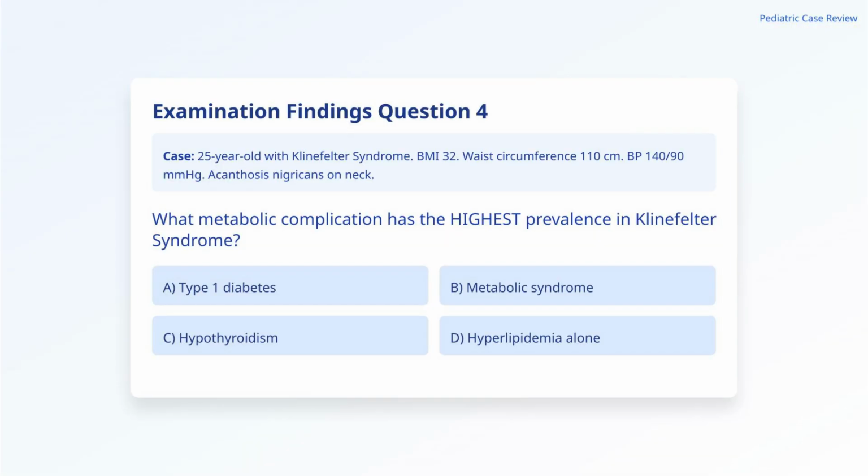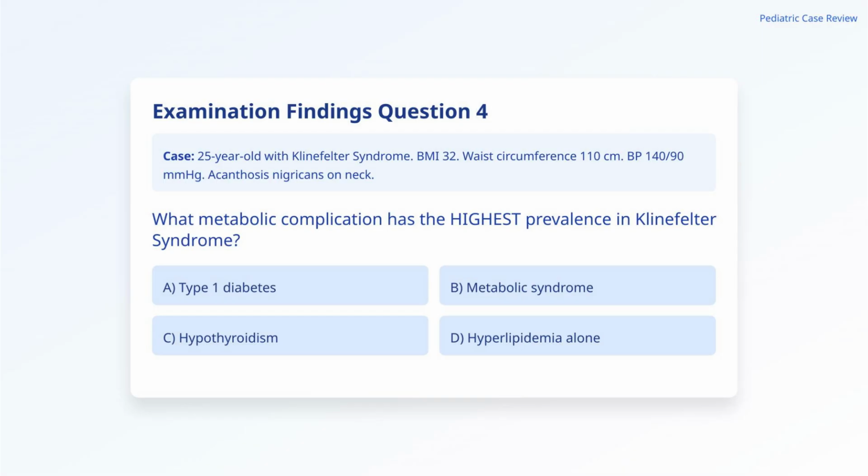Case scenario: a 25-year-old male with known Klinefelter syndrome presents for follow-up. Body mass index is 32. Waist circumference measures 110 centimeters. Blood pressure is 140 over 90 millimeters of mercury. Physical examination reveals acanthosis nigricans on the posterior neck. Question: what metabolic complication has the highest prevalence in Klinefelter syndrome?